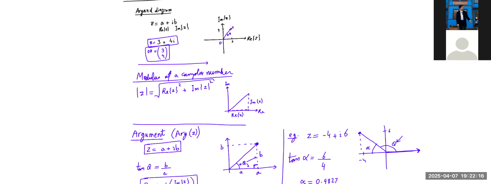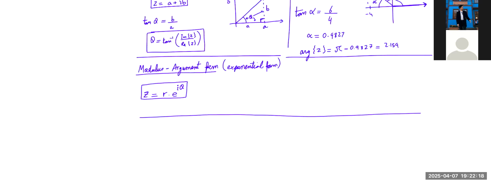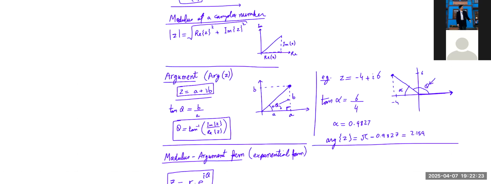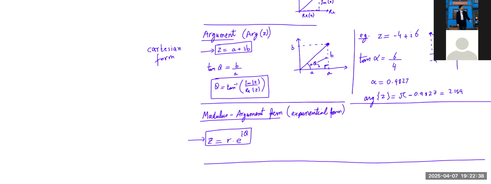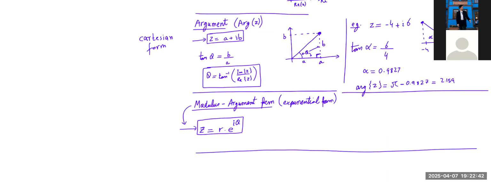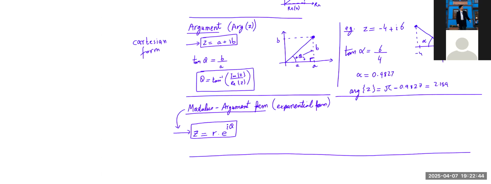I also want to talk about, so we've already talked about how to convert a complex number that's given in this form, and I don't know what this form is called. It's called the Cartesian form. And this one is called the modulus argument form. So you might be asked to convert the Cartesian form into the modulus argument form, which I've already shown you how to do.